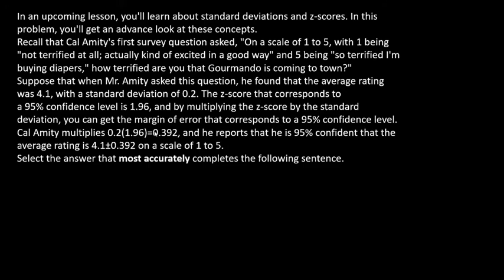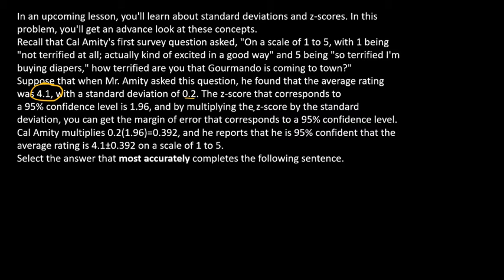Next, in an upcoming lesson, you'll learn about standard deviation and z-scores. Since that's in an upcoming lesson, we're not going to worry about it right now, but we are going to infer something from them. So recall the first question, which was that scale of 1 to 5 question. Suppose that when he asked this question, the average rating on that scale of 1 to 5 was 4.1 with a standard deviation of 0.2.